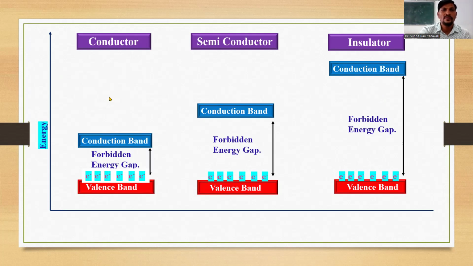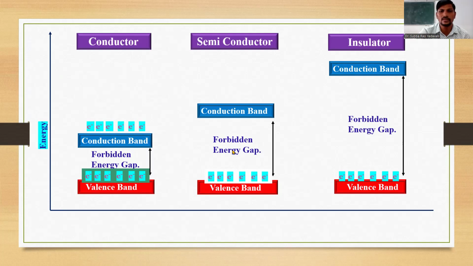In conductors, the valency electrons present in the valency band absorb some amount of energy and go to the conduction band. These are the activated electrons. These electrons enter into the conduction band. This is the way of conducting electricity in conductors.